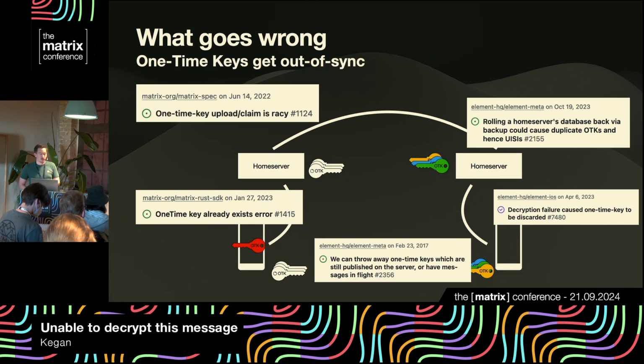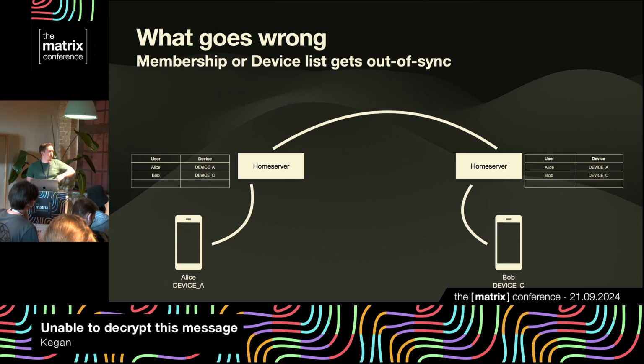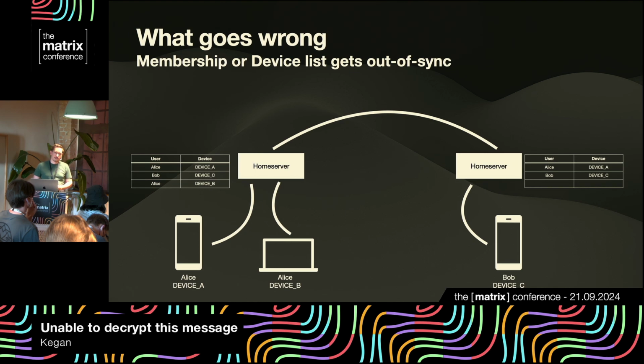There's a number of issues which are all related to this sort of thing. Some of them are to do with servers, some of them to do with clients, but there are many reasons that these things can get out of sync. Another way that things can get out of sync is with the membership and device lists. So in this example, Alice and Bob are in the same room. They both have one device. Everything is happy. Everything is working. And then Alice decides to log in on a new device.